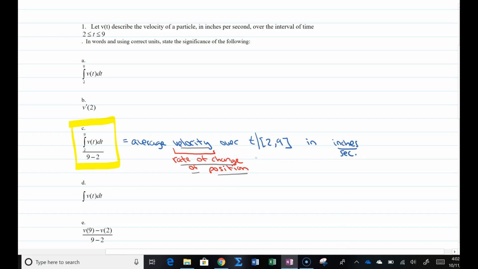I am going to, however, focus on this version right now. In other words, this one, where I use average velocity, because I want you to see something here. Notice that if I write this as average velocity over t equals 2 to 9 in inches per second, I'm making note that it is the average velocity over time t equals 2 to 9, and the integrand here happens to just be velocity, okay? What I'm doing here is working my way towards a shortcut I'm going to show you.